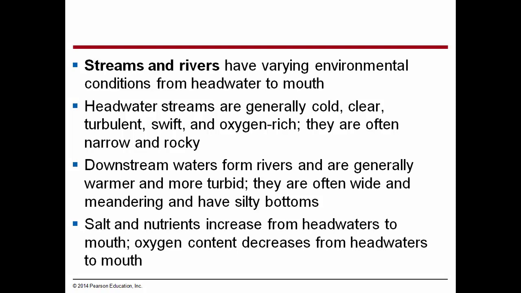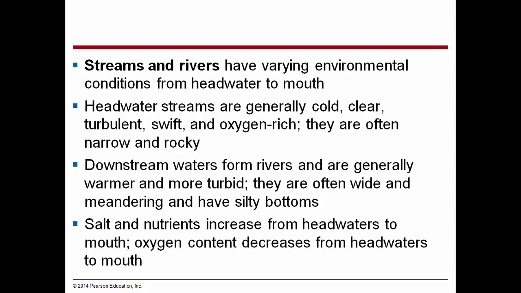Streams and rivers have varying environmental conditions from headwater to mouth. Headwater streams are generally cold, clear, turbulent, swift, and oxygen-rich. They are often narrow and rocky. These are the streams that we associate with the mountains and the mountainous regions.